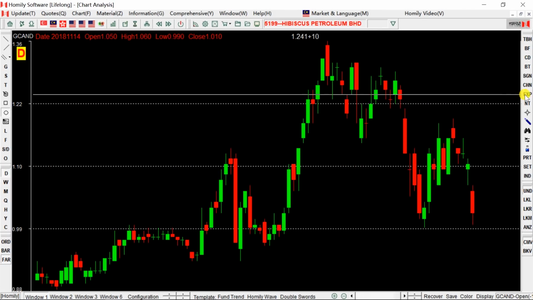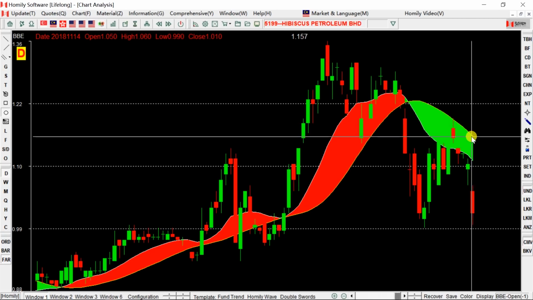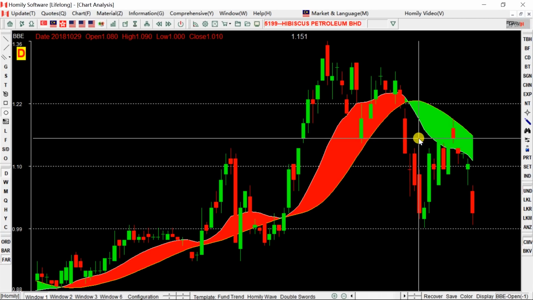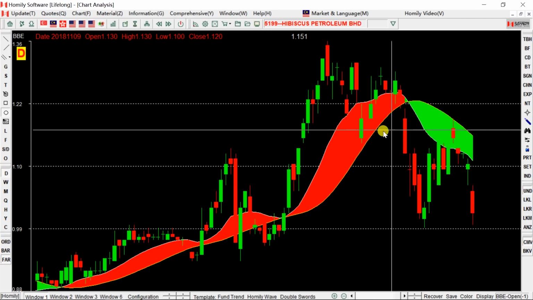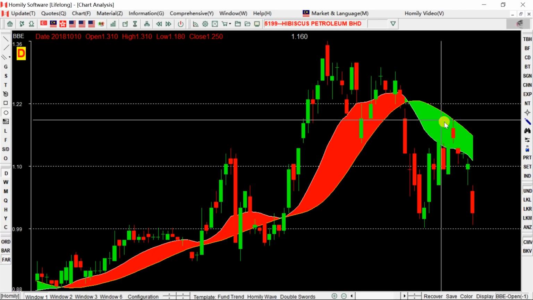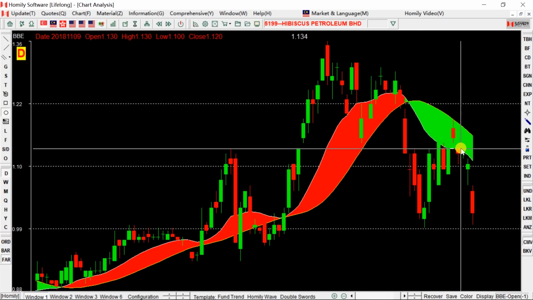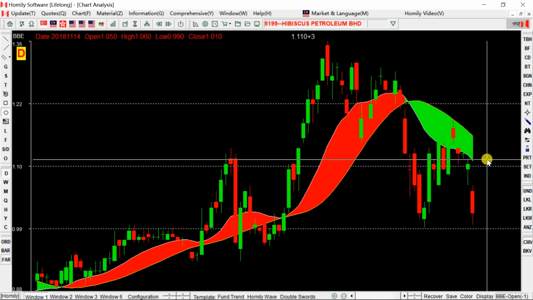Right toolbar, choose expert. Click expert, we choose bull and bear expert. This indicator has two colors, red and green. This red color means buyers are stronger than sellers, so uptrend. This green color means sellers are stronger than buyers, so it's downtrend.